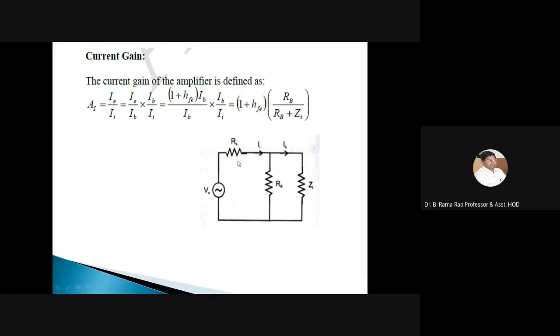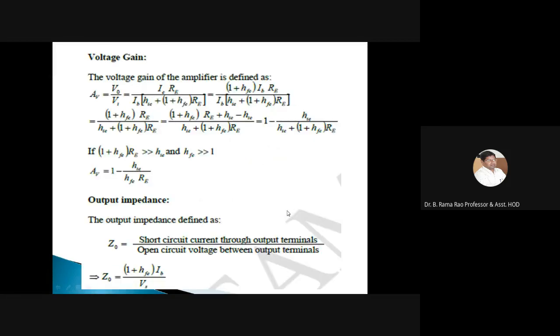This input current is divided into the base current and the biasing current. So we have divided and multiplied by IB. IE by II is divided and multiplied by IB. IE by IB is nothing but this one: IE is equal to 1 plus hfe into IB, then IB by II. So the IB cancels, and we will get 1 plus hfe. Then IB by II is equal to RB by RB plus Zi. Okay.